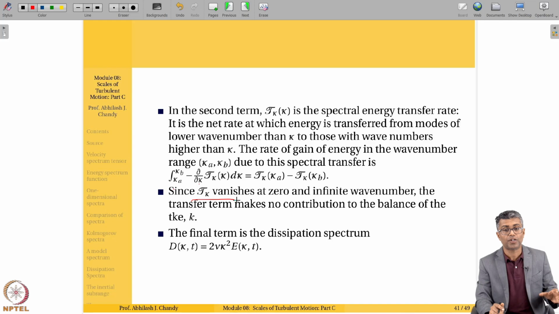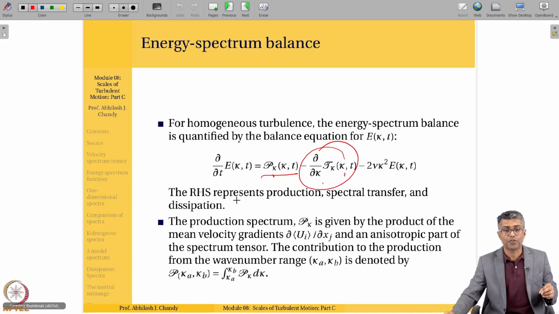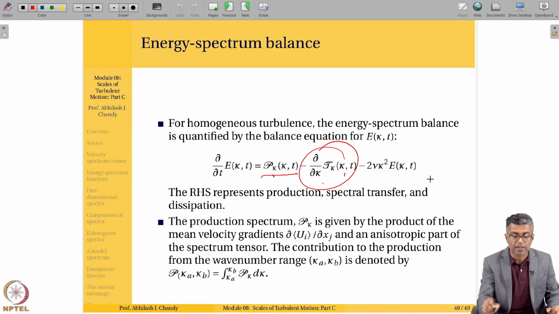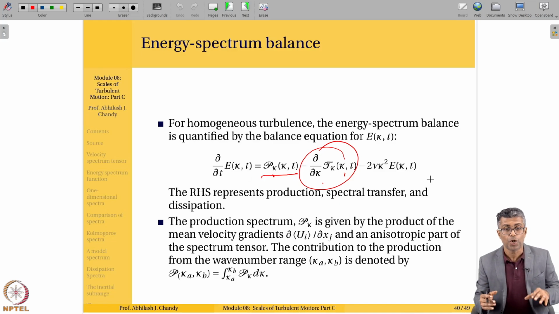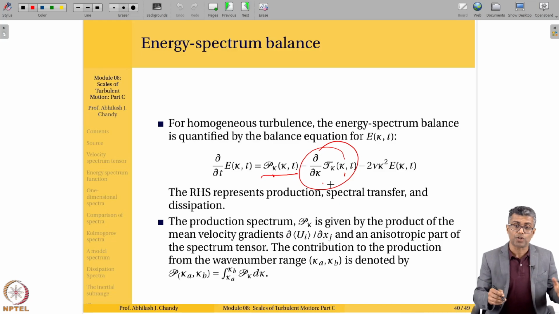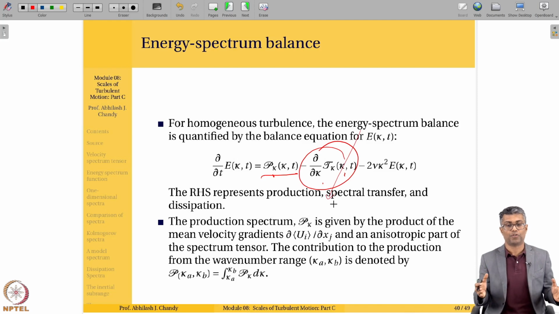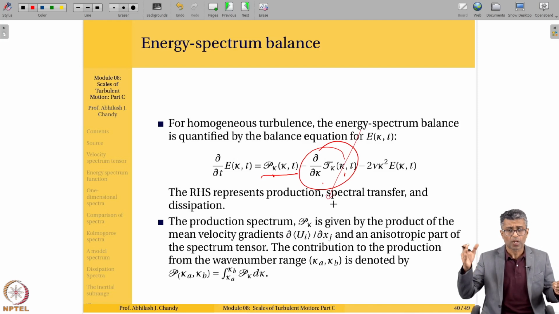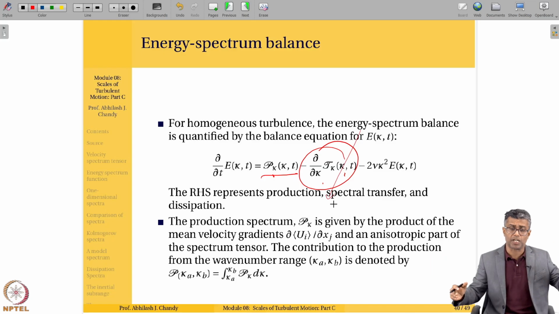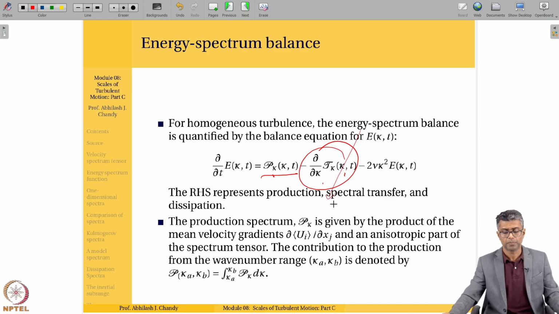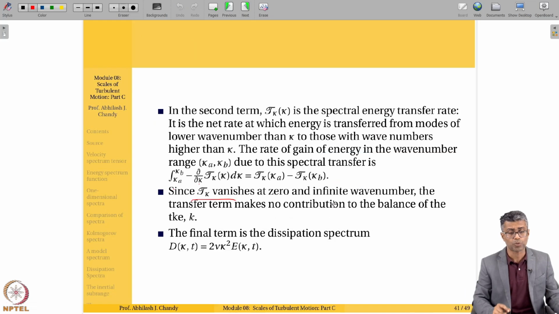Understood? The transfer term makes no contribution to the balance of TKE, because if you think about it, if I just integrate this entire equation, on the left hand side I should get turbulent kinetic energy. And if I integrate this from 0 to infinity, this term would go to 0, because it is T kappa infinity minus T kappa 0, which is 0 and 0. So it comes out to be 0. That is what we mean by that.